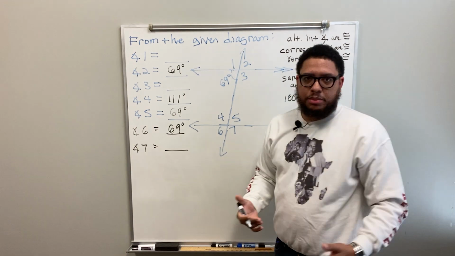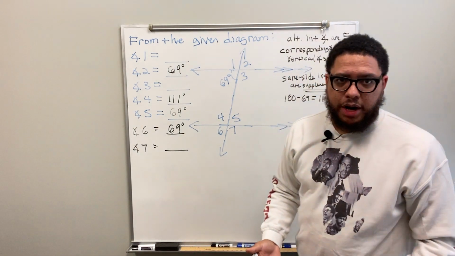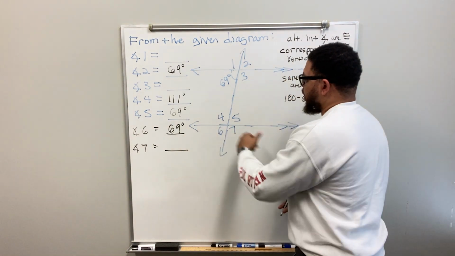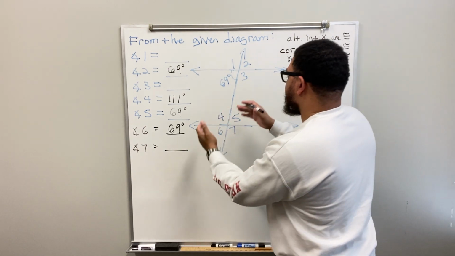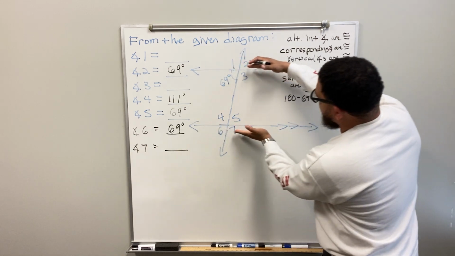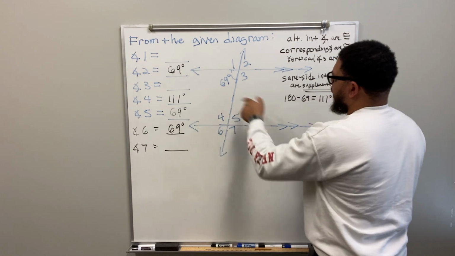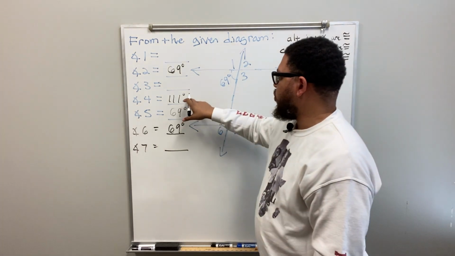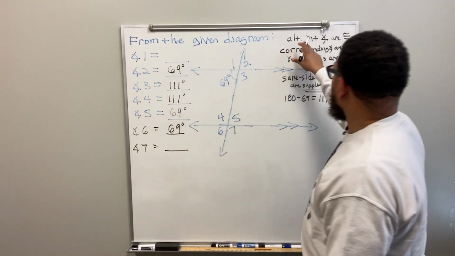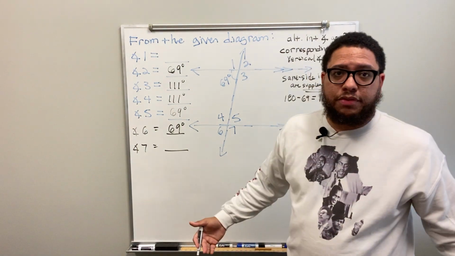Right? You know how in some cities you got alternate street parking, right? If you don't move your car in the morning, they're going to give you a ticket, right? Alternate side of the street parking, right? Left side of the street, right side of the street. So angle 4 and angle 3 are on alternate sides of the transversal, and they're interior because they're both in between the parallel lines. So that's why angle 4 and angle 3 are related like that. So if I know angle 4 is 111, I know angle 3 must be 111 because alternate interior angles are congruent. All right.